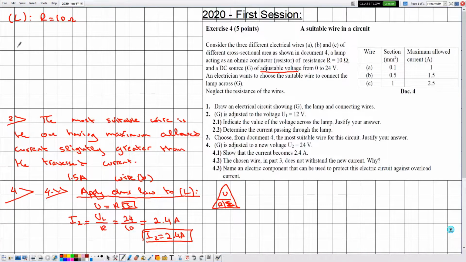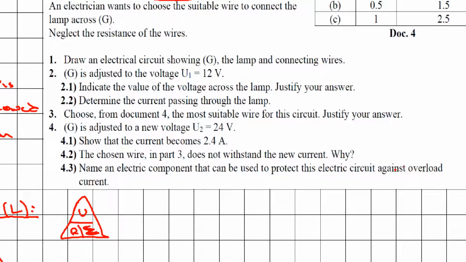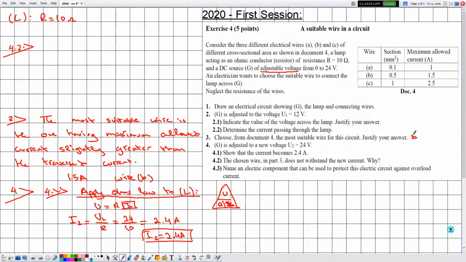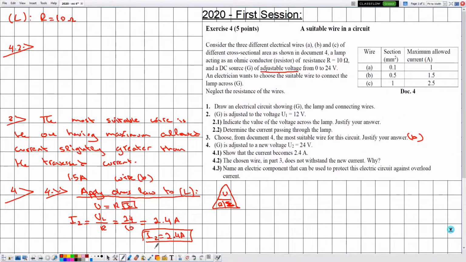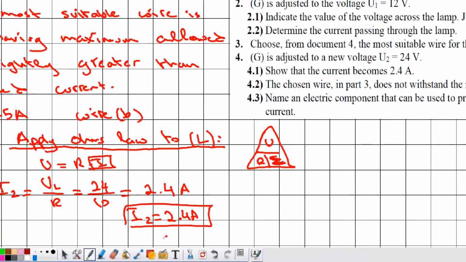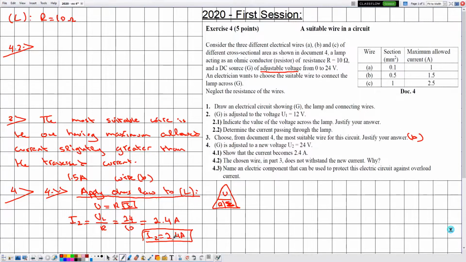Now in number 4.2, they are telling us the chosen wire in part 3 doesn't withstand the new current, why. In part 3, our choice was wire B. And recall that here the maximum allowed current for wire B is 1.5. However, the traversing current that we have calculated in 4.1 is 2.4. So in this case, we can say that since the traversing current is greater than the maximum allowed current, then the chosen wire in part 3 doesn't withstand the new current. Then let me write it down.